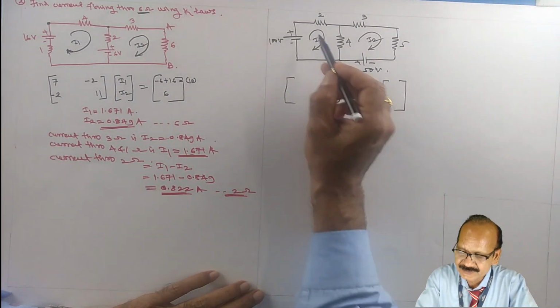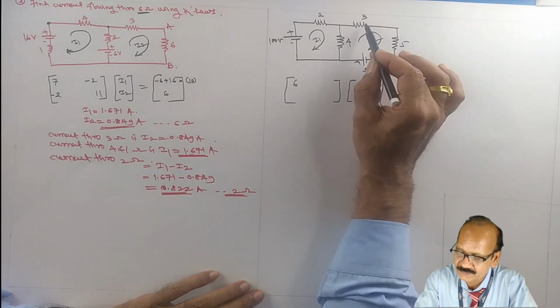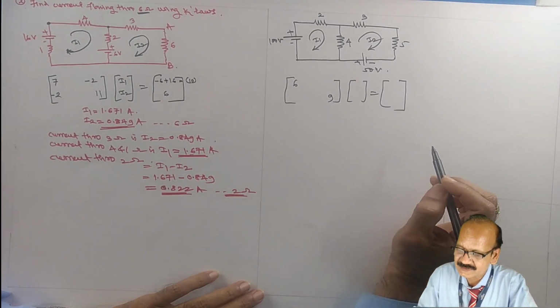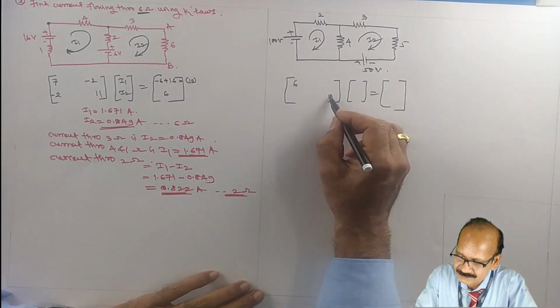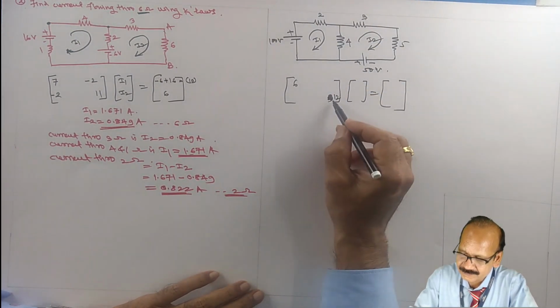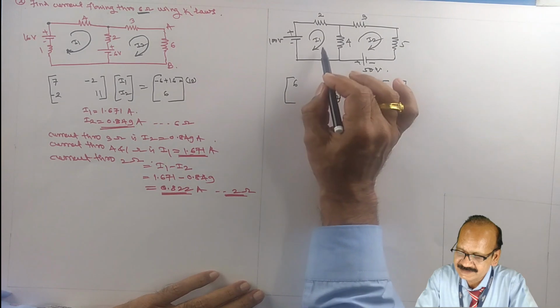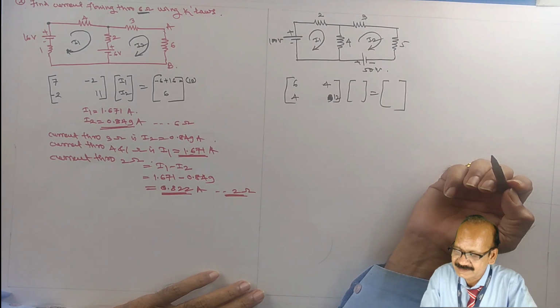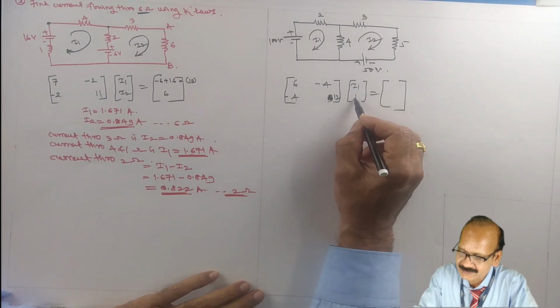So here it is. Current I1 is flowing through 6 ohm resistance. Then current I2 is flowing through 3 plus 5, 8 plus 4, 12. And these diagonal elements are always positive. Then R12 equal to R21. Sum of all the resistances common for current I1 and I2. So here it is 4, here it is 4. And what should be the sign? As they are flowing in opposite direction, give the negative sign. So here it is I1, here it is I2.